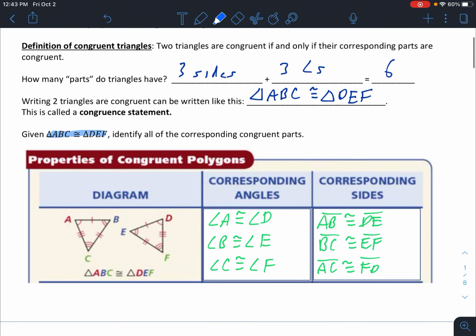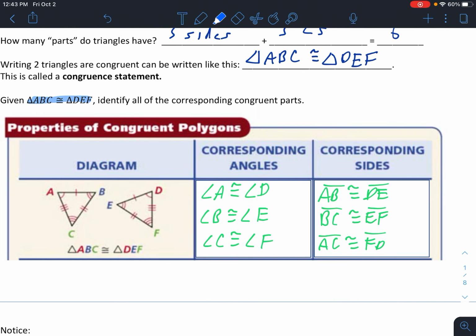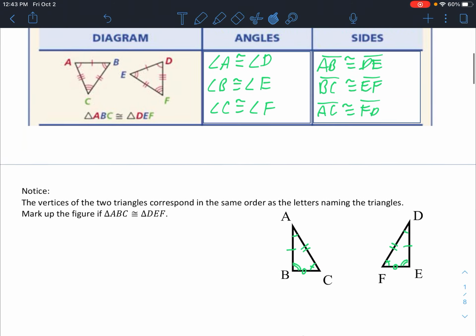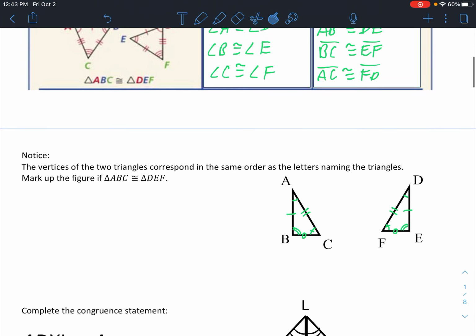Okay, but we do have a picture below. You can see how it goes. So for angles, the first letter goes with the first letter, the second letter with the second letter, and the third letter with the third letter. For sides, the first 2 go with the first 2, the last 2 go with the last 2, and the first and third go with the first and third. Notice that the vertices of the two triangles correspond in the same order as the letters named in the triangles.